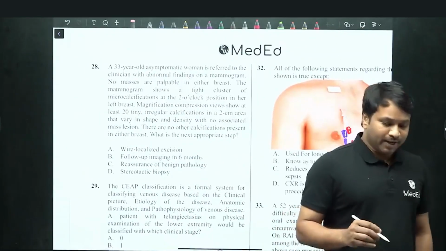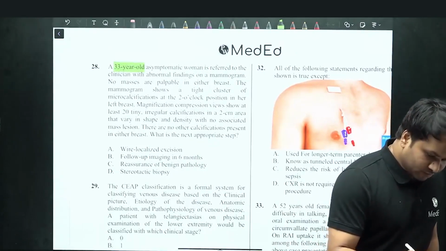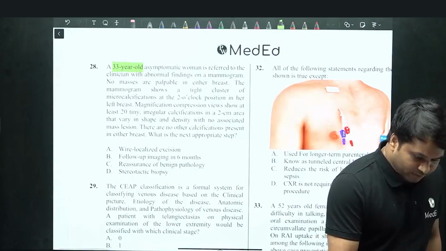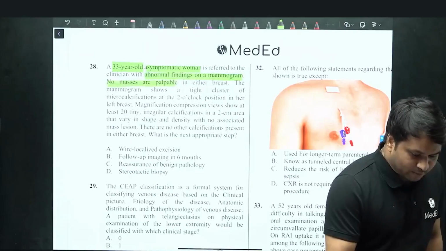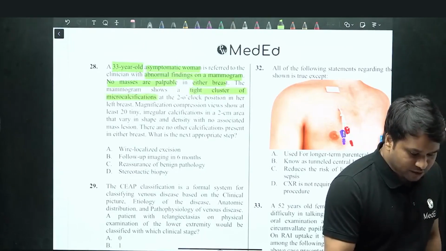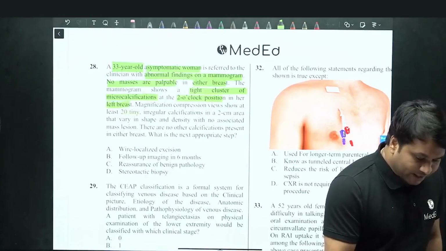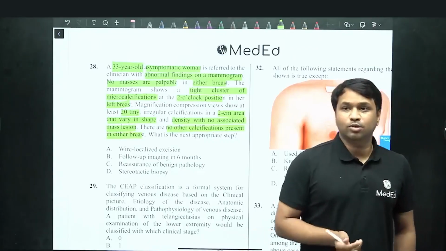Okay, let's look at question number 28. I have a 33-year-old asymptomatic woman referred to the clinician for an abnormal finding on a mammogram. No masses are palpable in either breast. The mammogram shows a tight cluster of microcalcifications at the 2 o'clock position in the left breast. Magnification compression view shows at least 20 tiny irregular calcifications in a 2 centimeter area that vary in shape and density and are not associated with a mass lesion. There is no other calcification present in either breast. What is your next appropriate step?